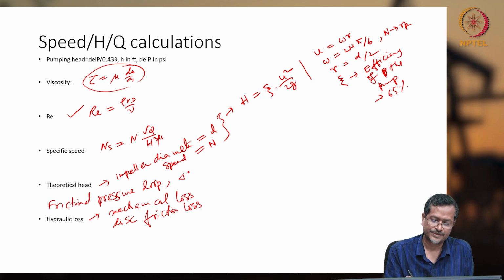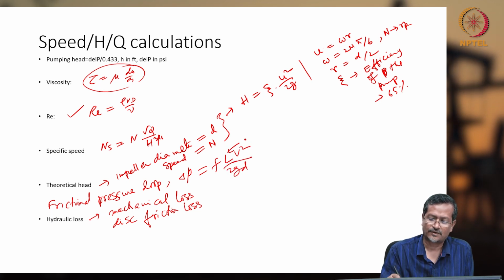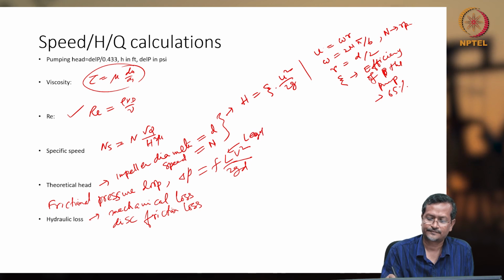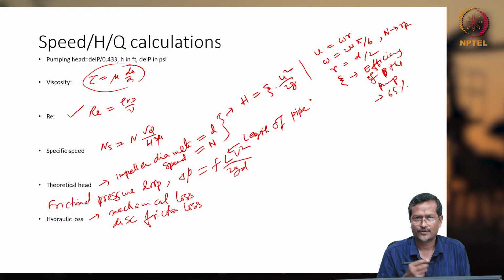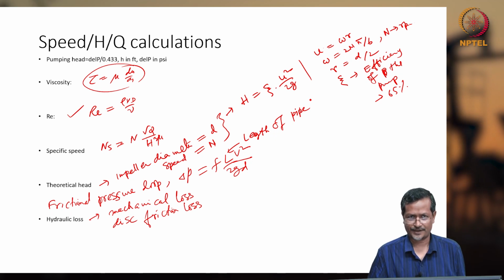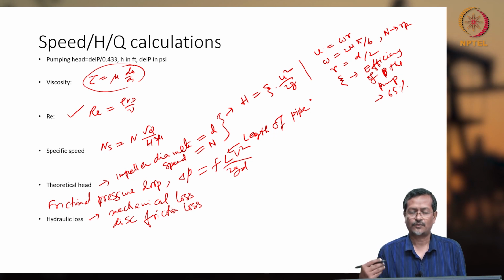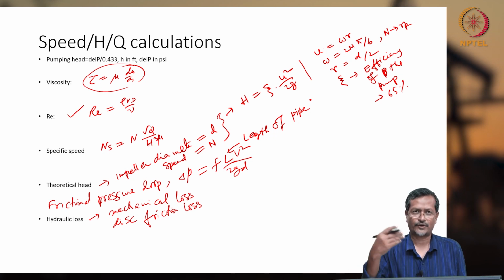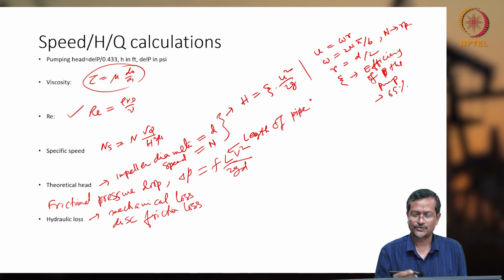Frictional pressure drop you have seen in previous lectures: f L V square by 2 g D. So why is this formula required? For example, we are calculating the suction head requirement, NPSH, how much pressure drop is happening in the suction area, or how much pressure is required to deliver fluid from one point to another. In that case you need to calculate your pressure drop through the pipe. So this is the pressure drop formula.